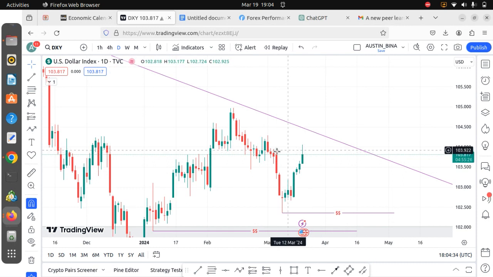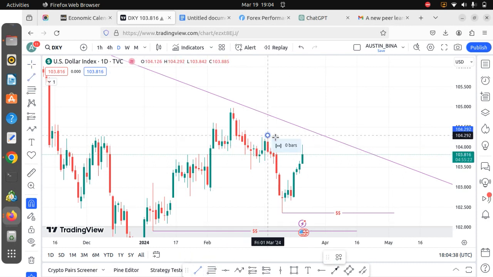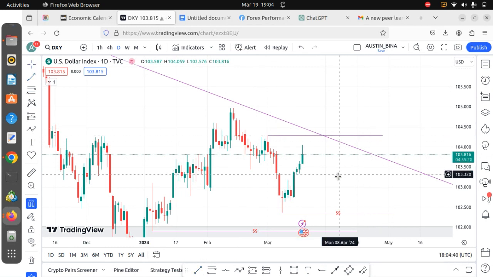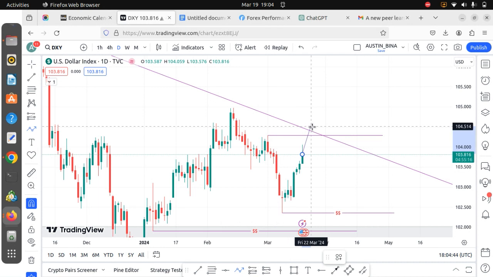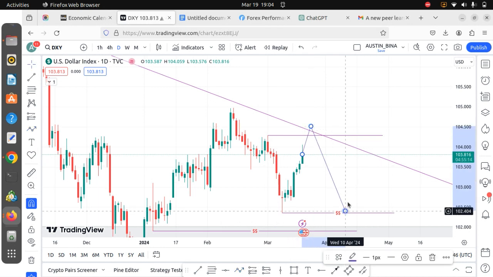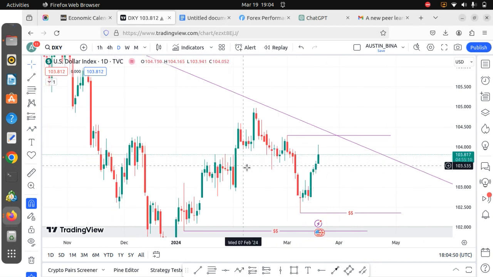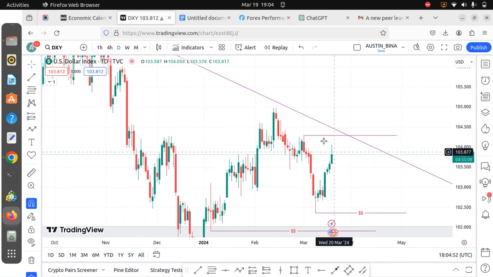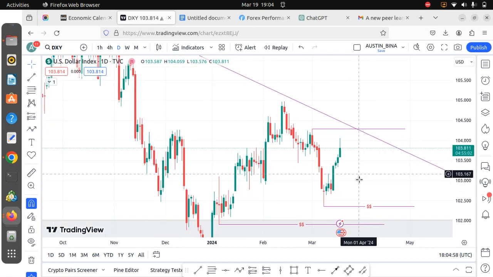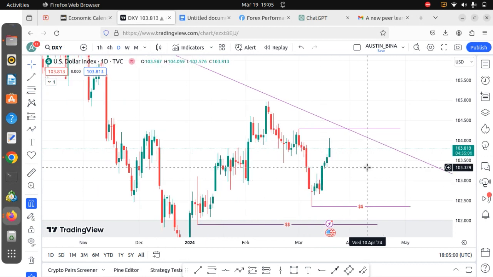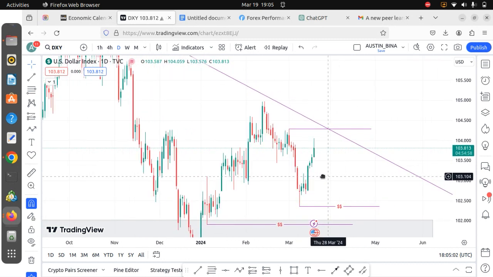DXY, right, will reject off from this level. It might come to take out the liquidity residing above this level first. It might come here to take it out, right, and then start selling. But from what I'm seeing right now, it might not take out this level. It might just reject off from here, or it will take out this level a bit, and then it will drop. It will start selling, right? That's actually what we are anticipating, right?